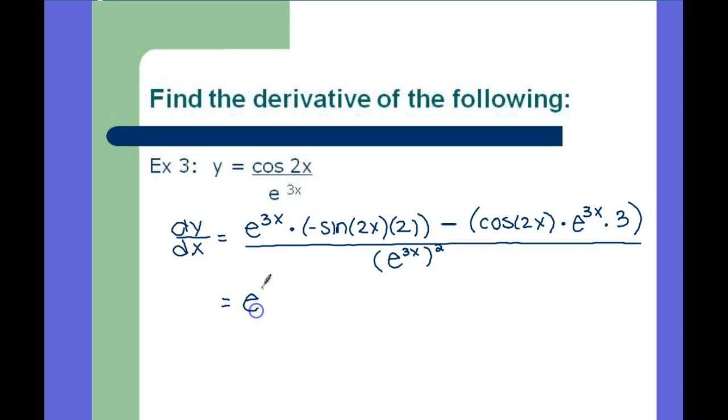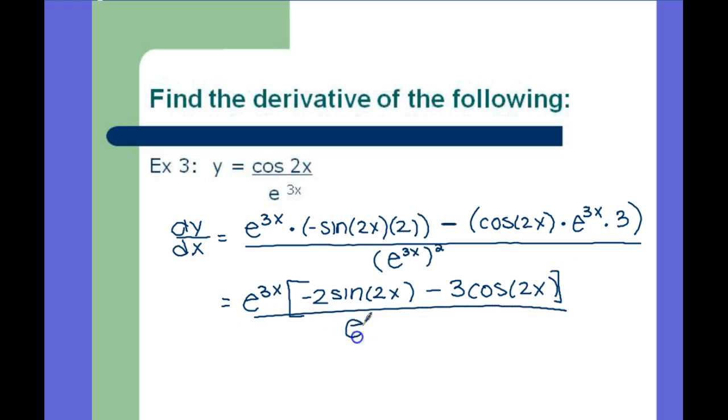So you could pull your e to the 3x out. What's that leave here? It leaves negative 2 sine 2x minus 3 cosine 2x all over e to the 3x squared. And like I said, we can say, oh, goodbye.